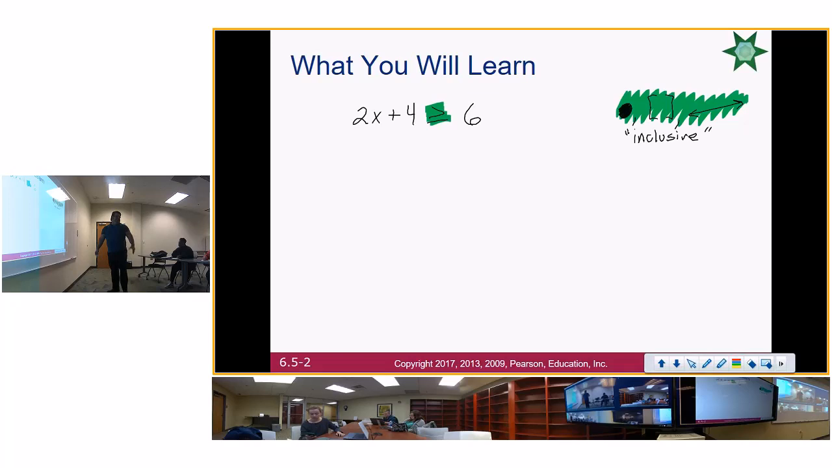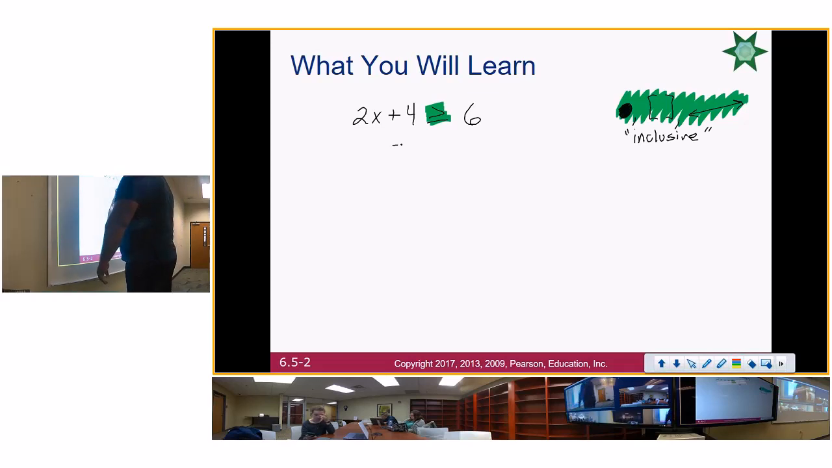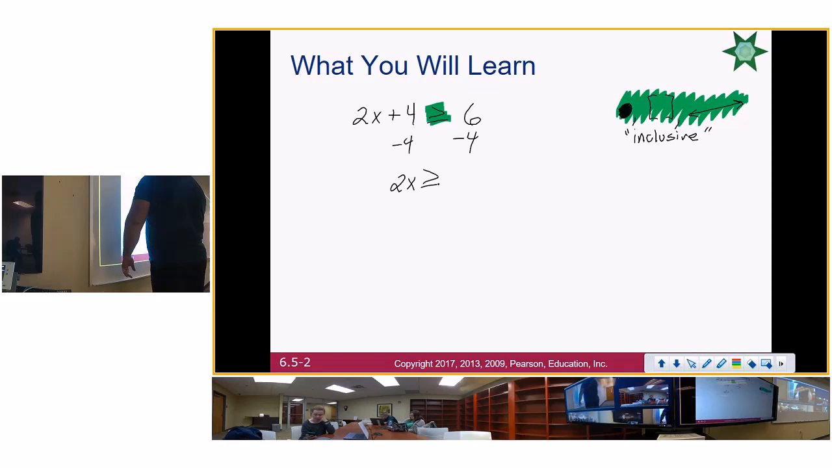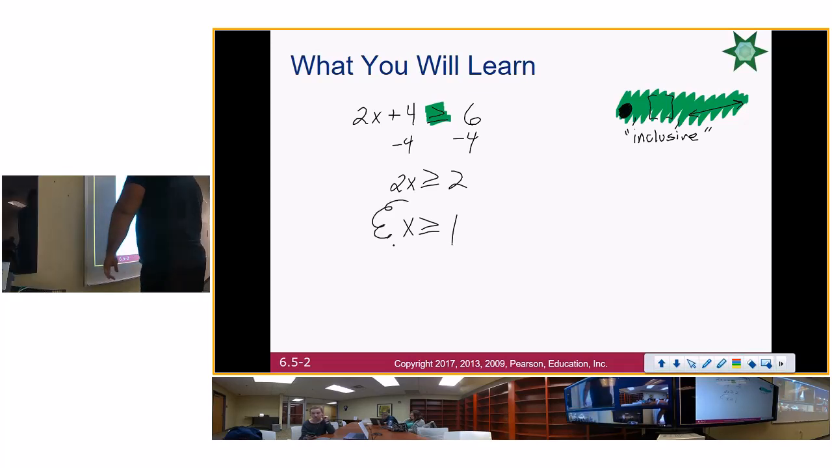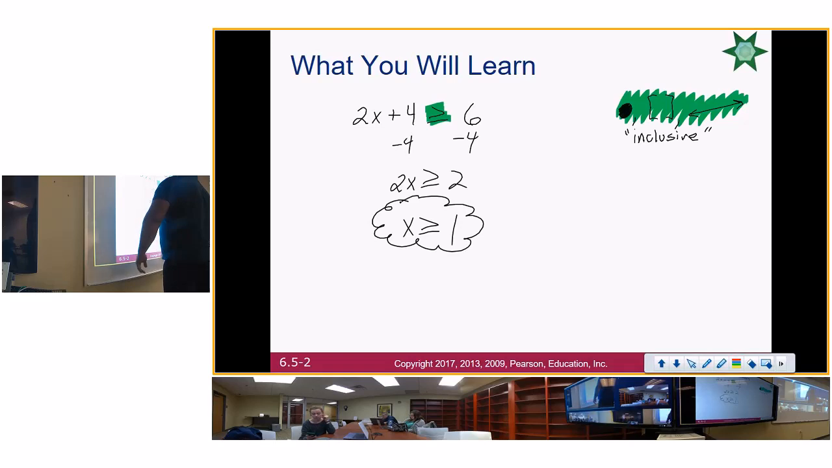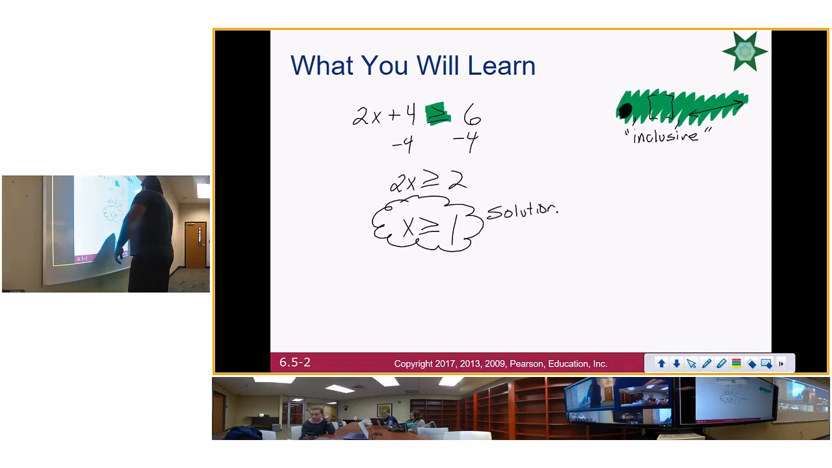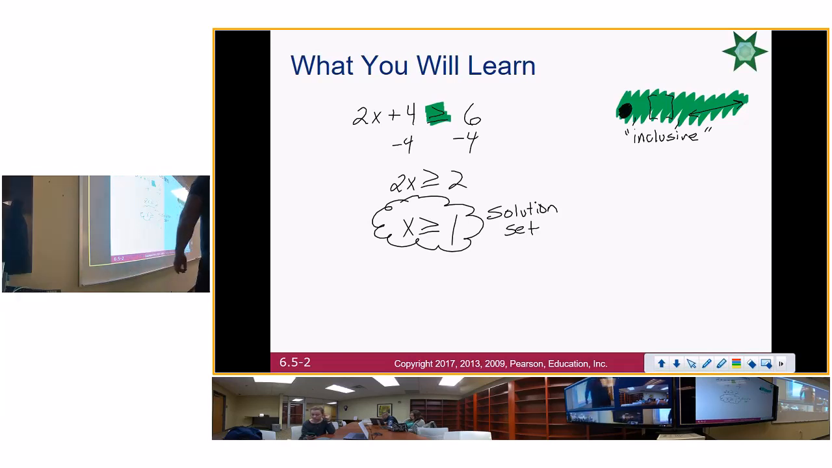All right, so solve it just like you would any other time. Minus 4. 2x is greater than or equal to 2. X is greater than or equal to 1. This is not called a solution. In inequalities, this is called a solution set.